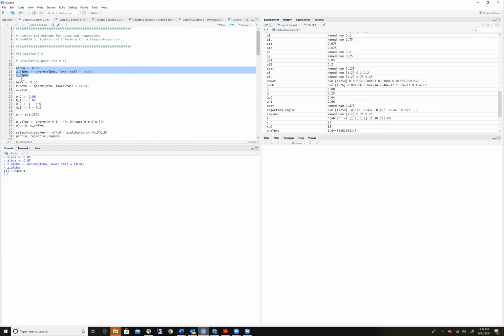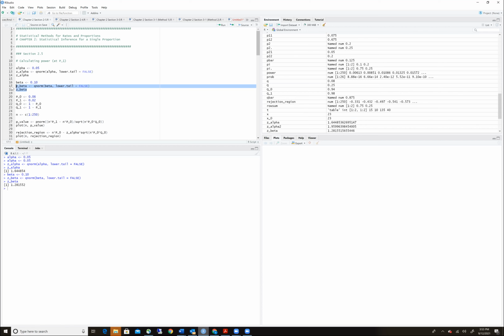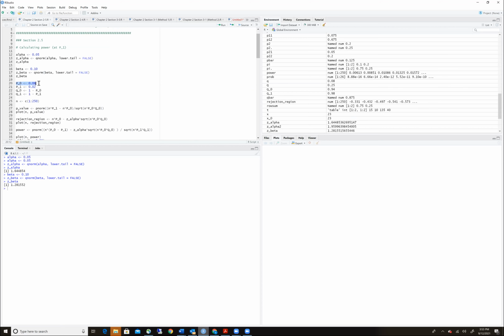And then I can set up my beta, or the probability of a type 2 error, to be 0.1. And I would like to get the value for Z when beta equals 0.10. And so by doing this, I can use the qnorm function again to calculate my Z beta. All right, 1.28.